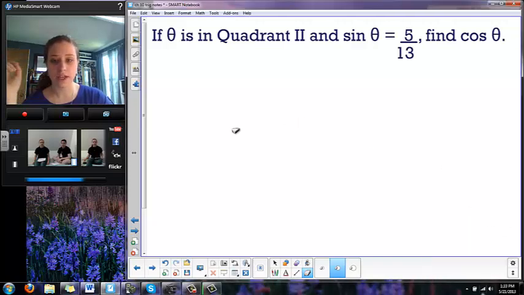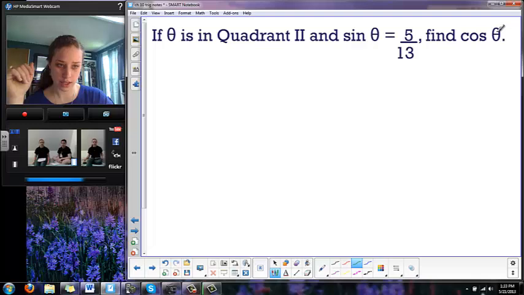Okay, so if theta is in quadrant 2, and sine theta is equal to 5 over 13, we need to find cosine theta. Okay, so you're going to see a lot of questions like this. Some questions where you not only have to find sine or cosine, you have to find tangent, secant, cosecant, cotangent, all of this stuff. It's really annoying. So here's how we do this.